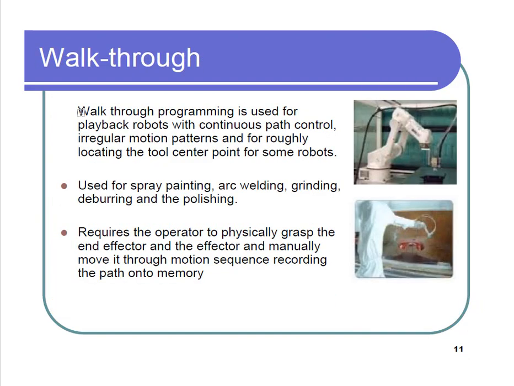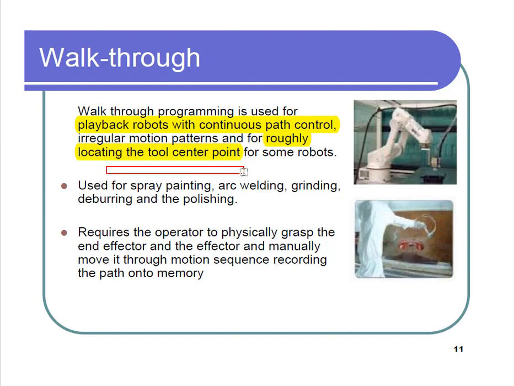The third programming method is the walkthrough method. Walkthrough programming is used for playback robots with continuous path control, irregular motion patterns, and for roughly locating the tool center point for some robots. Actually, walkthrough means that you are moving the robot arm manually, and then you record the point from one point to another.